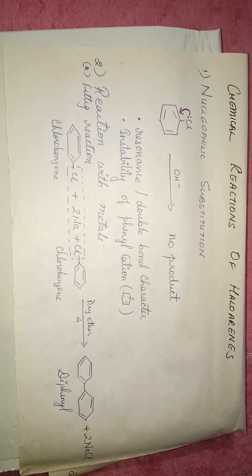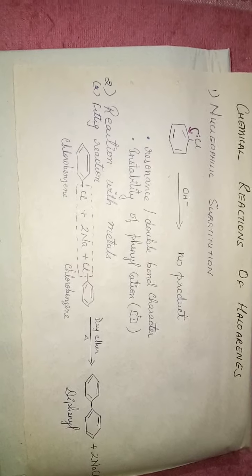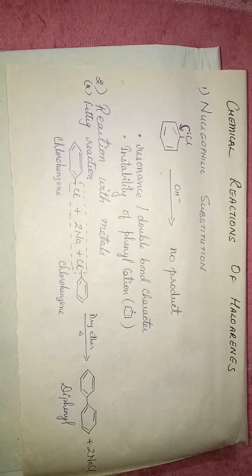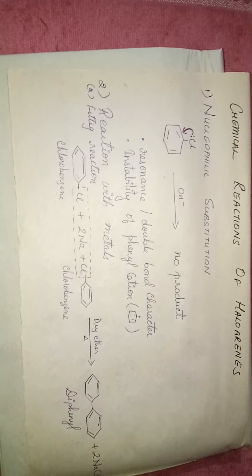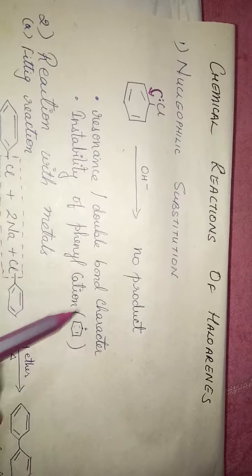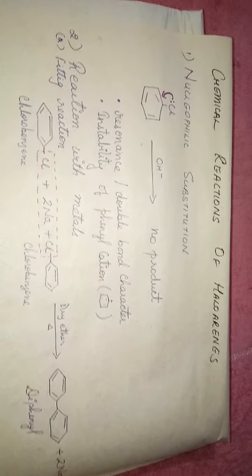Both haloalkanes and haloarenes, or you can say vinyl halides, contain a C-X bond. But haloarenes and vinyl halides are less reactive than haloalkanes towards nucleophilic substitution reaction. So nucleophilic substitution reaction does not take place in haloarenes, no product. Why? Either because of resonance, double bond character, or instability of phenyl cation. If you have a positive charge on an aromatic compound, that is absolutely unstable. So there will be no nucleophilic reaction with haloarenes.